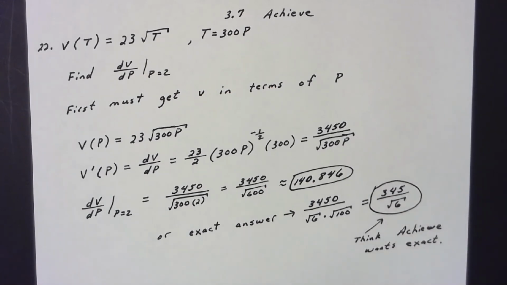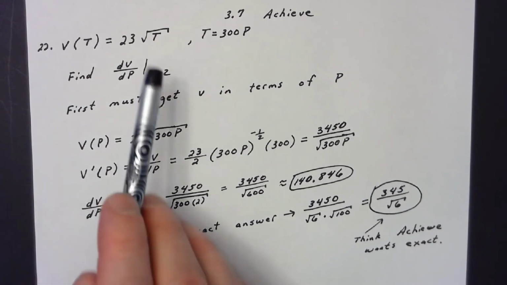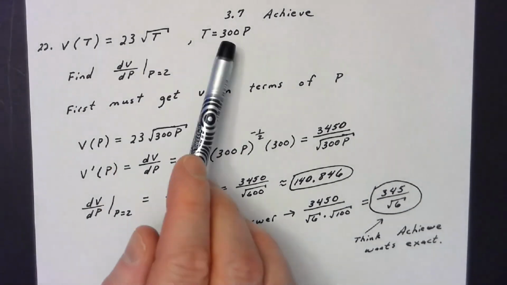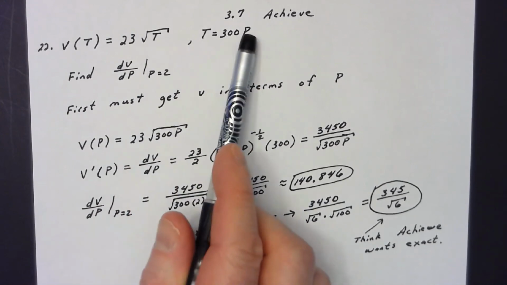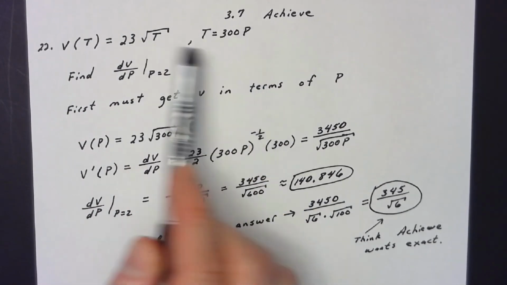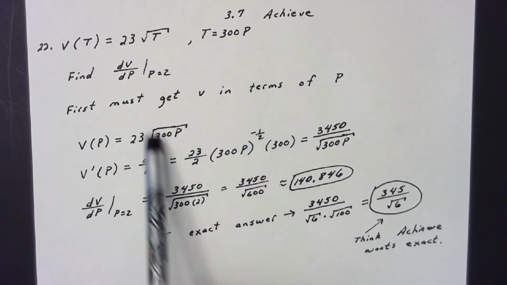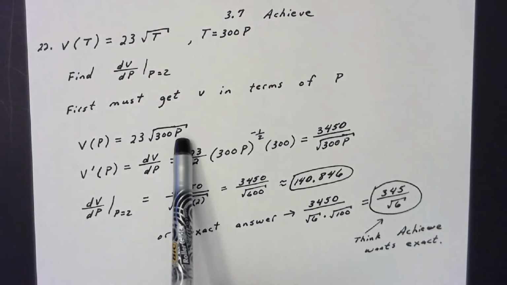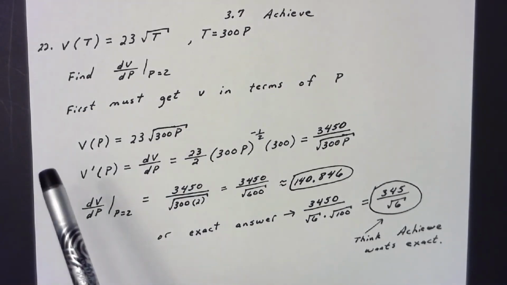Okay, I hope that helps with number 22 in section 3.7. Again, the key to that problem was you couldn't take the derivative with respect to p unless you first got your function in terms of p. And then once you did that, the derivative process was not bad at all.